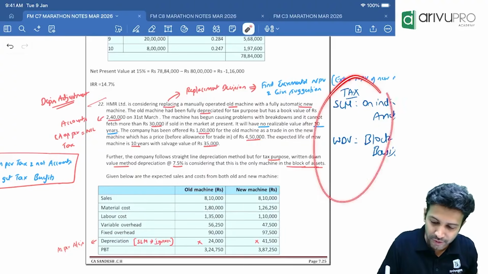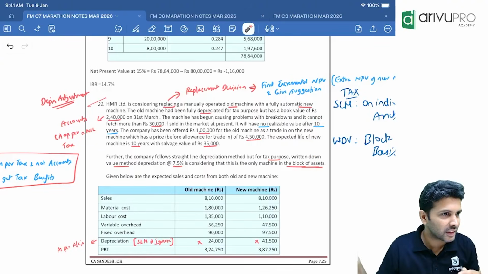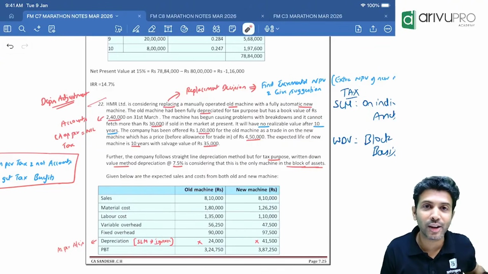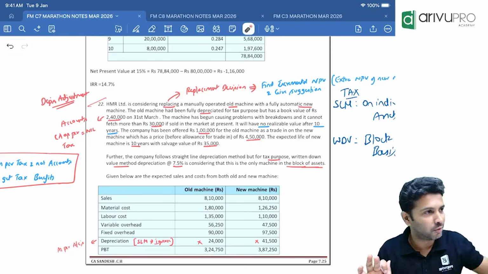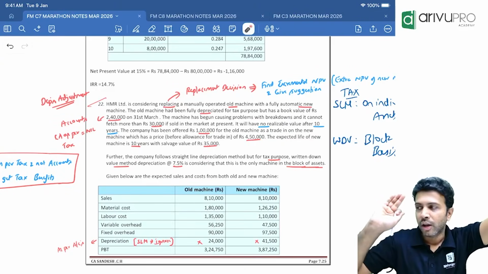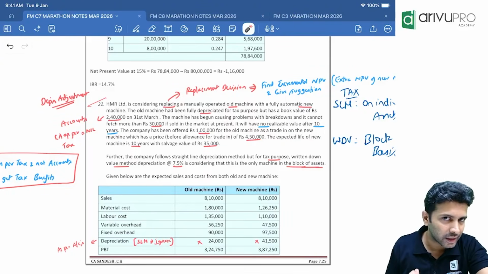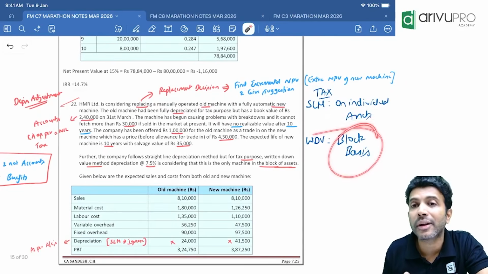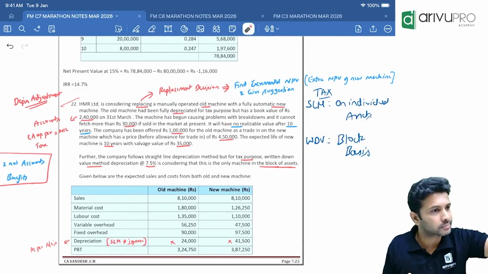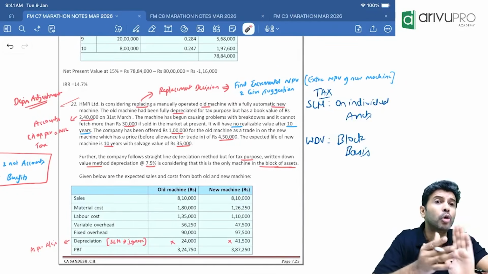We had spent in fact half an hour to 1 hour only on this with various examples. So now so much time is not there. Even if I do it, pointless. We'll focus more on the pointer. Now, first everybody got that in WDV method we calculate depreciation on what basis? Individual or block basis? Block basis. Block means one asset or group of assets.